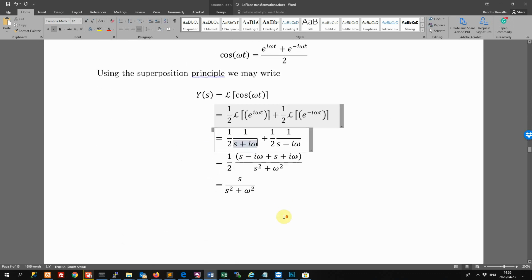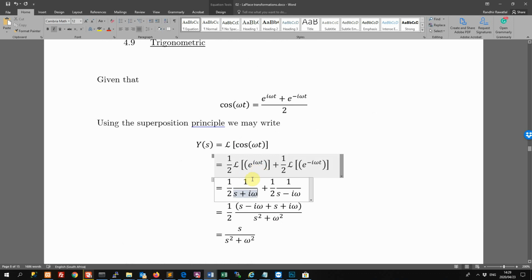And we can just use that here. So it's going to be 1 over s plus the constant here, which is i omega, and then plus a half 1 over s plus the constant, which is minus i omega. And of course here, you can see these are kind of complementary denominators.